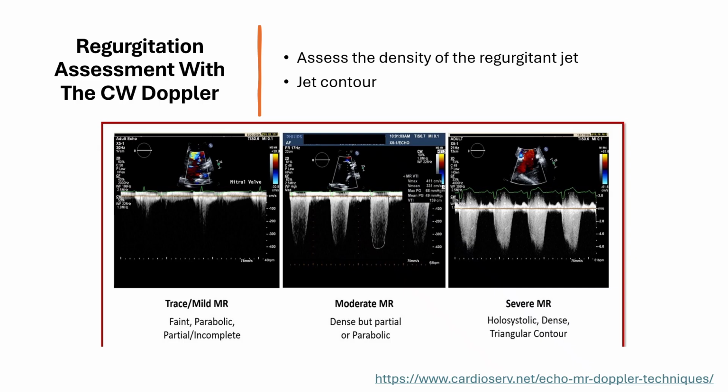Also notice that because of significant MR, on the right part of the screen you see a rapid pressure rise and a triangular shape of the MR jet contour. Compare this to the more parabolic shape in the moderate MR. Again, this is an indirect way of assessing the significance of regurgitation with any regurgitation lesion, not only with mitral regurgitation. Please pause the video if you need more time.